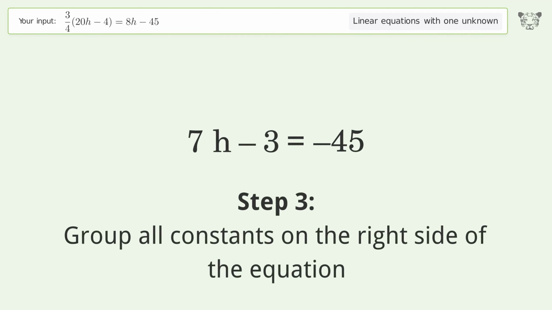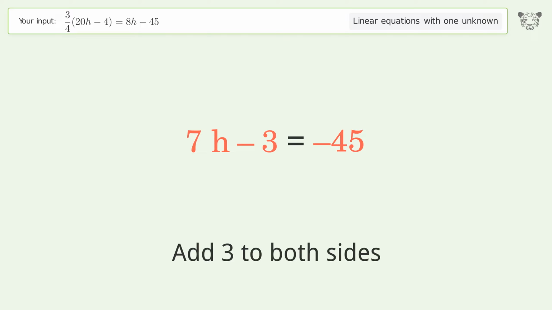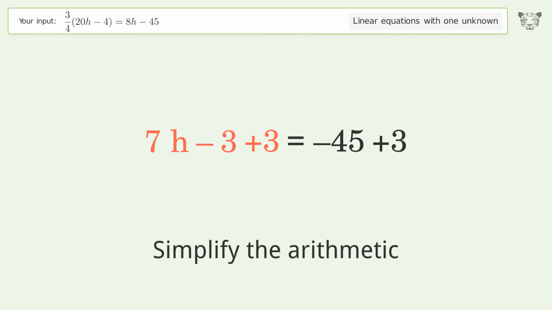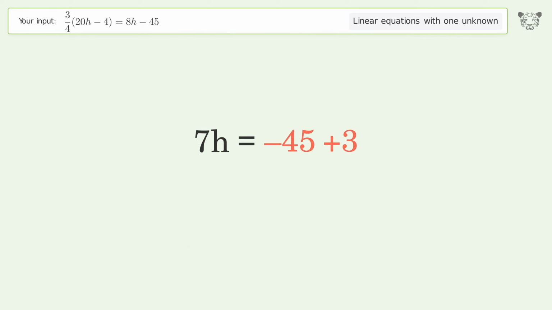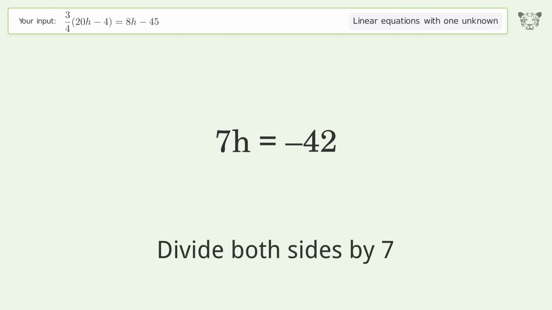Group all constants on the right side of the equation. Add 3 to both sides. Simplify the arithmetic. Isolate the h. Divide both sides by 7.